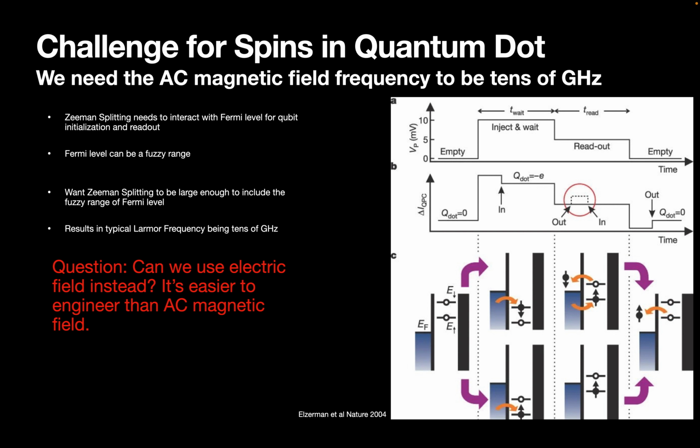So a natural question to ask is can we just get rid of the AC magnetic field and use electric field to control spin instead, because it's much easier to engineer than AC magnetic field? And yes, one way you can do that is through spin orbit qubit. I'm gonna briefly discuss the theory behind it and kind of why it works. This is not the full theory though, it's just an intuitive understanding to help you know what's going on.